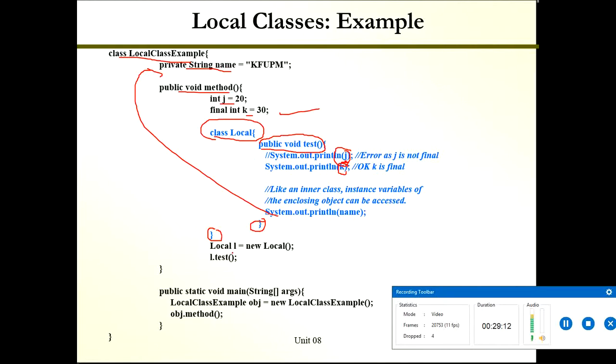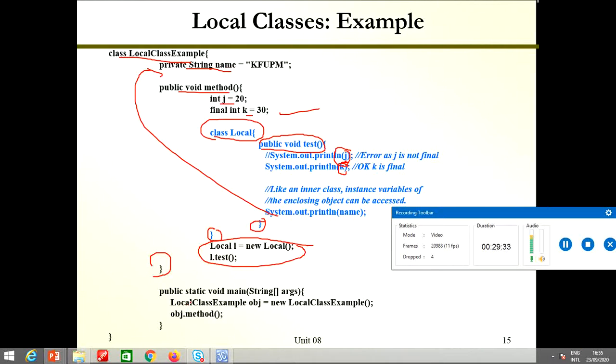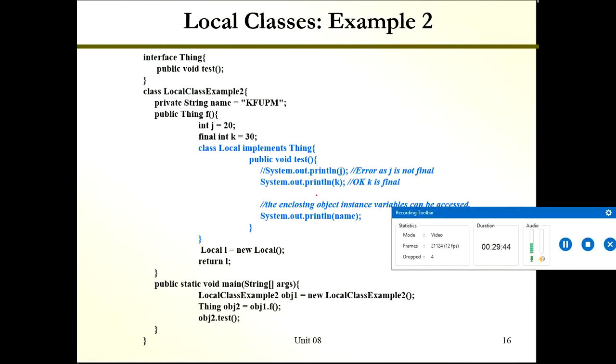Now after the class ends, we have made an object of the local class and called the test method. This is inside this block method, not outside the block. We have created the object of the inner class and called the method inside the block, and the block ends over here. Now coming to the main method, we have made the object of the outer class and called this method as usual. So this is how the local classes work.